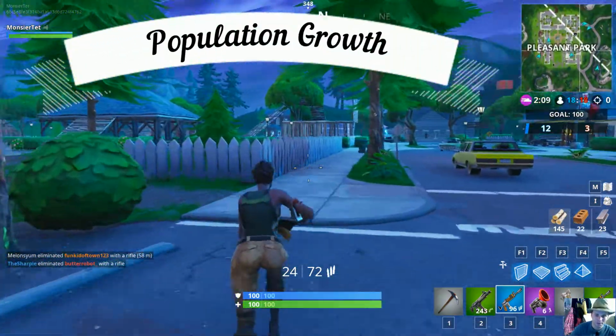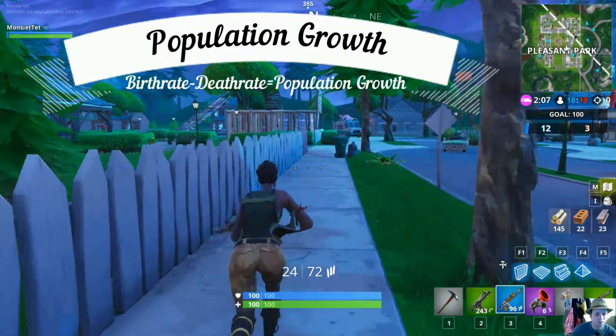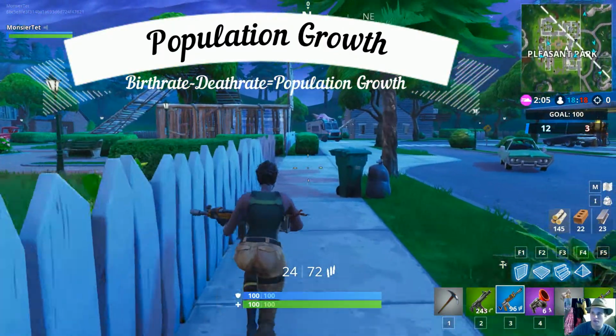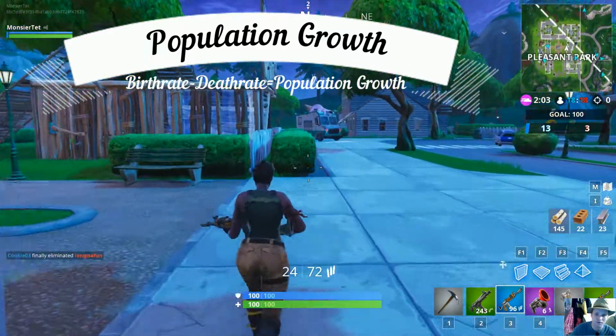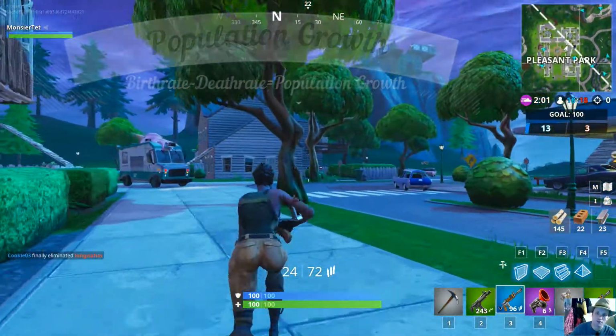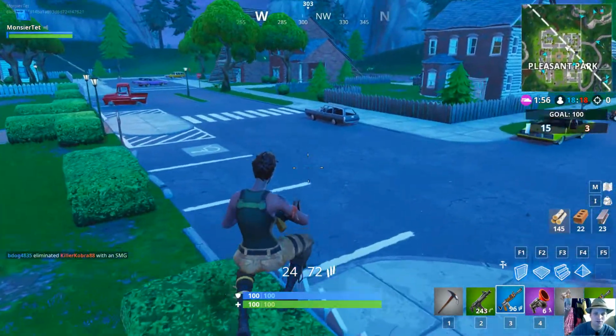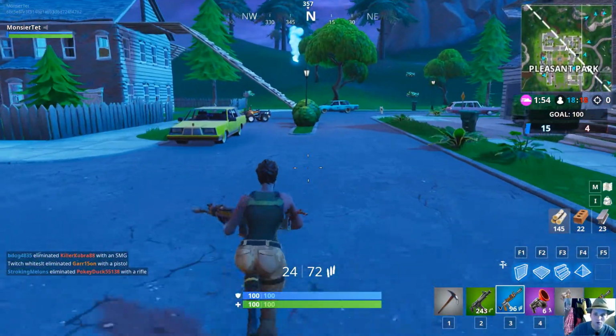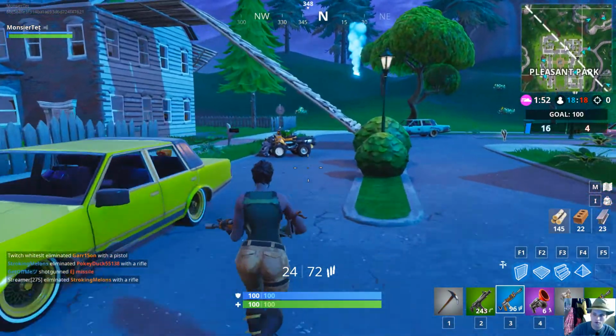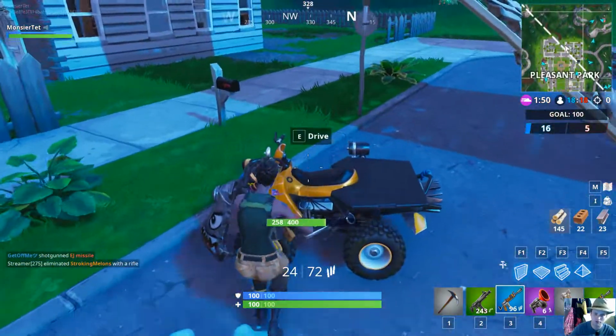Now, population growth happens when the birth rate is higher than the death rate. So in Fortnite, if somehow you had a game where more people were joining than more people were dying, your population growth would be positive. If more die than are born, your population growth is negative and your population goes down.